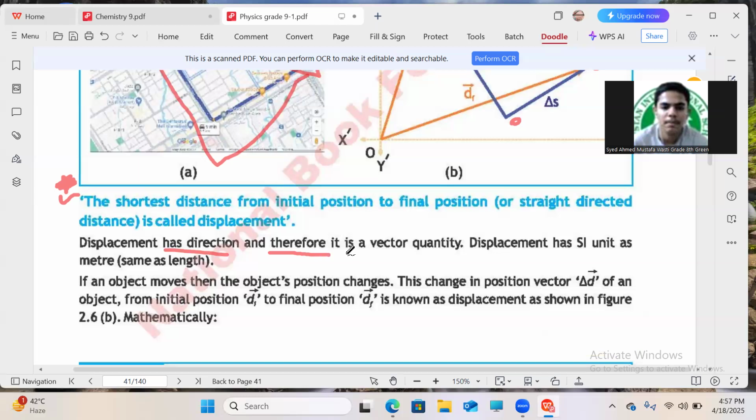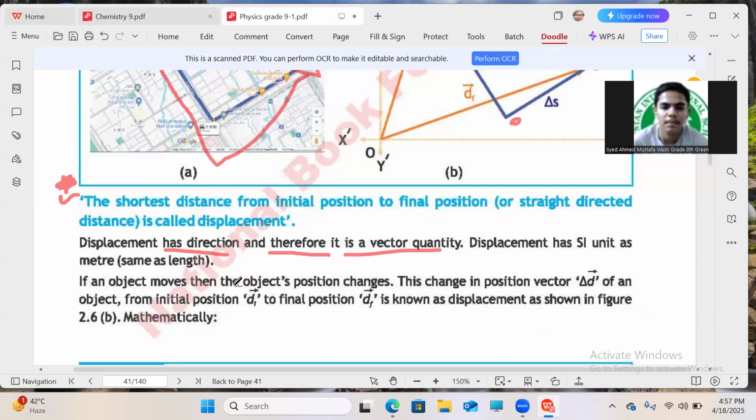Have you memorized that topic, which we learned in our first chapter, that a vector should be represented by putting an arrow on its alphabet? Am I right? We have to put a small arrow. So that was the basic point named vector quantity. Displacement has the SI unit meter.